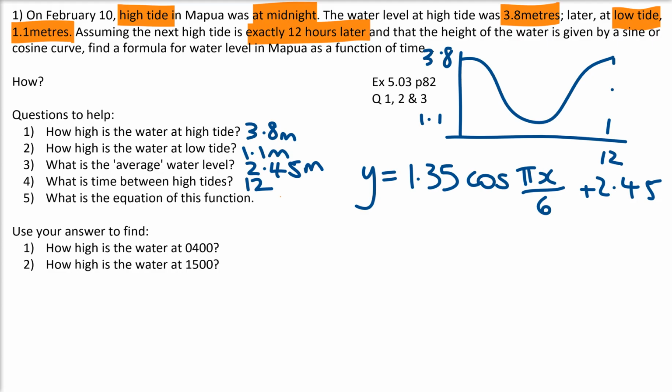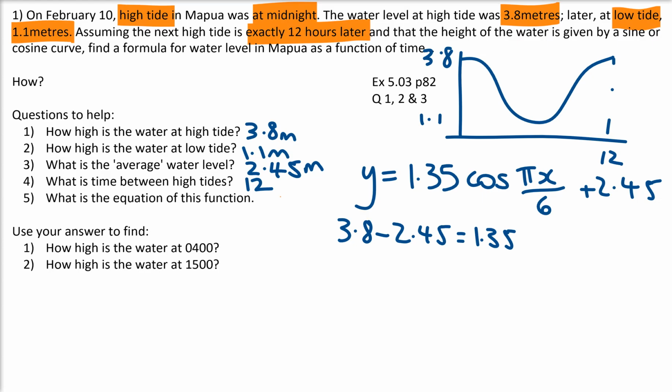So the 2.45, we happy with that as a? That's the average. That's our baseline. The 1.35. How do we get that? Yeah, so that's the high tide minus the average. Okay, that's the amplitude. The peak to the baseline, that's my amplitude. Or it's the peak to the trough. Okay, whichever way you want to do it. Whichever way it works in your brain.